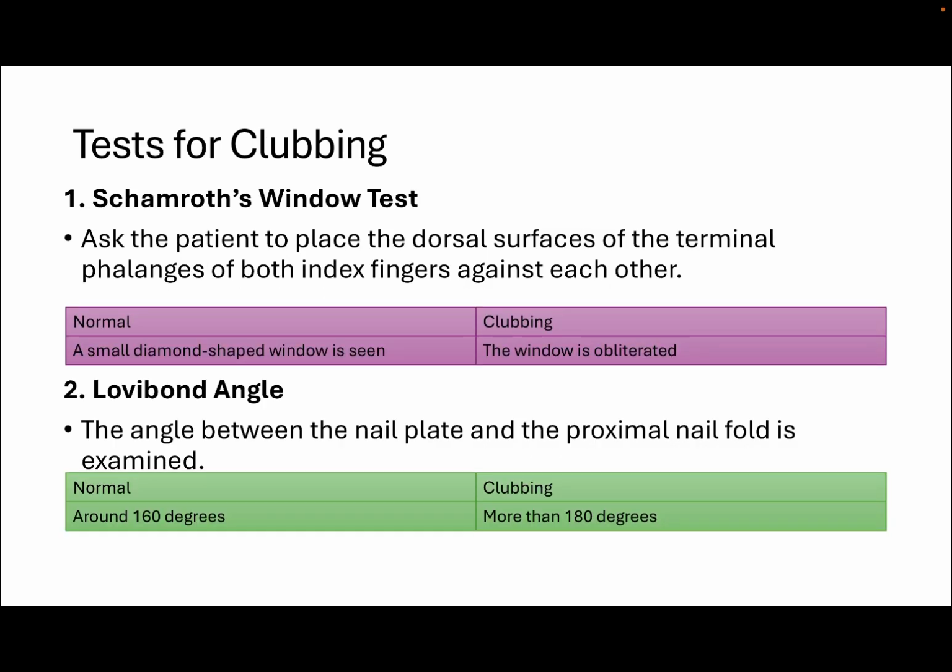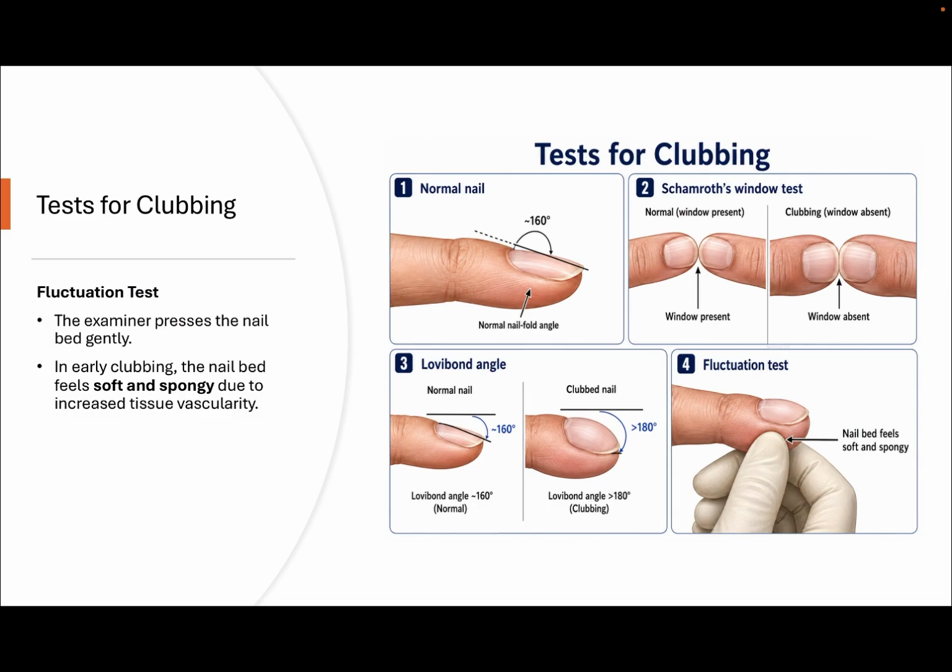What are the tests for clubbing? The first is Schamroth's window test. In this, we ask the patient to place the dorsal surface of the terminal phalanges of both the index fingers against each other. In a normal finger, there will be a diamond-shaped window, whereas in clubbing it will be obliterated. So in Schamroth's window test, they have to keep the index fingers against each other. The normal window will be present, whereas in case of clubbing, this window will be absent.